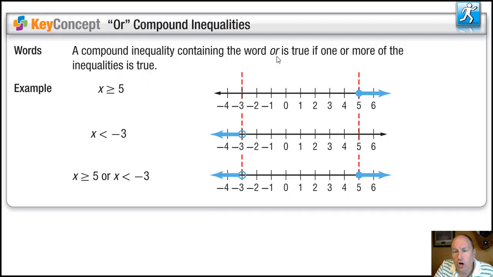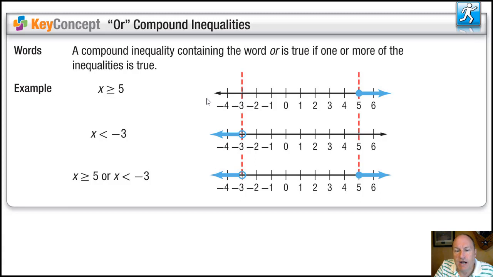Now, an or compound inequality is true if either one or both of the parts are true. So, for example, if I have the compound inequality x greater than or equal to 5 or x less than negative 3, this is true. The solution is found where either one or both of them are true. That's called the union. So we get this by graphing both parts.